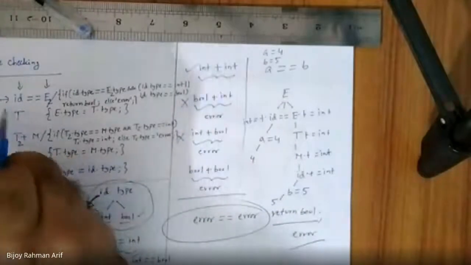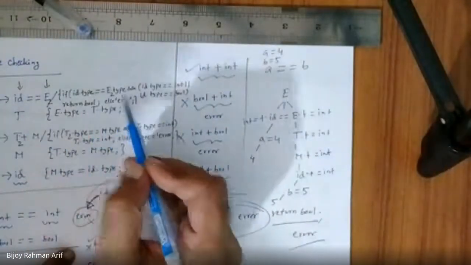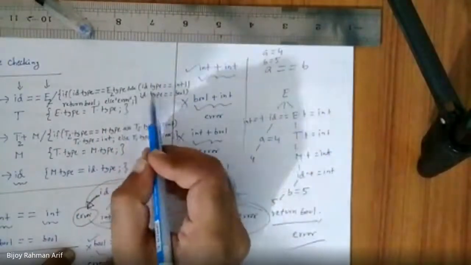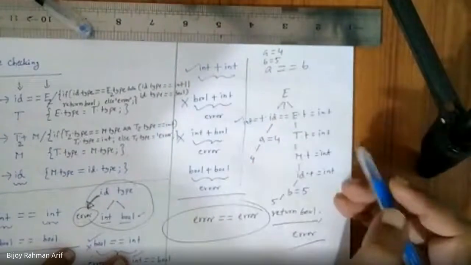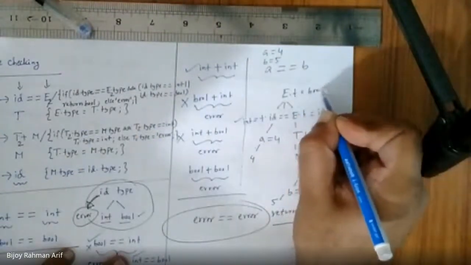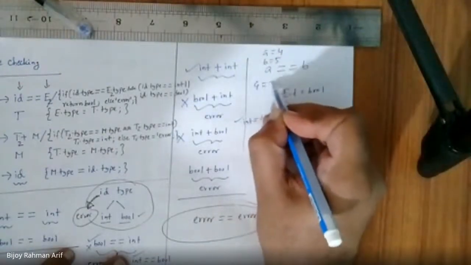Finally, I come to this first production. So what is the case? ID.type equal to E2.type. Yes, they are equal. Then ID.type is integer. Yes, it is integer. Then what happened? Return bool, so E.T is equal to bool. The whole expression actually boils down to 4 == 5.